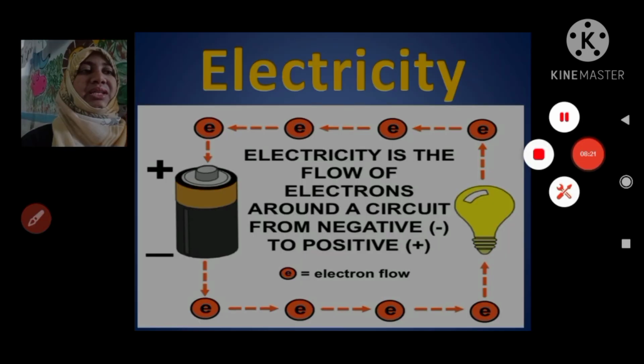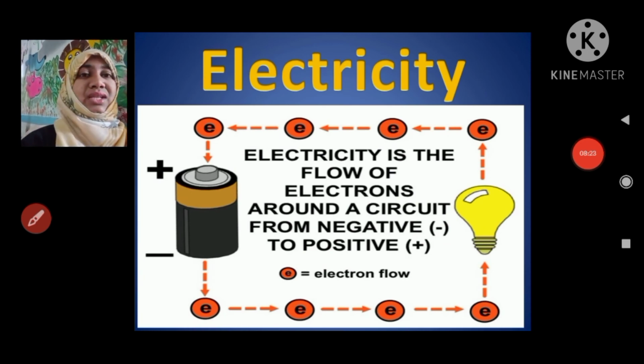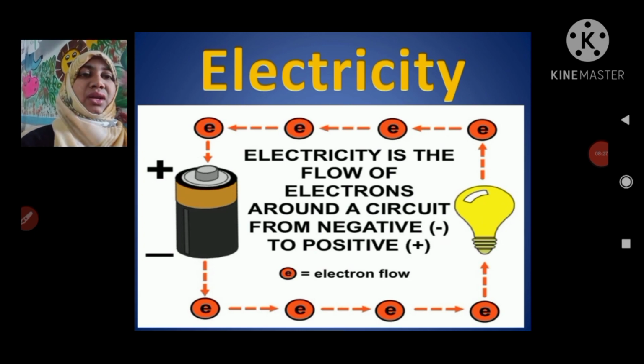So in today's class, we have seen the importance of electricity. Then the definition of electricity. Then how electricity will flow. What is electric current? Electric current is nothing but positive and negative charges. Positive charges are known as protons, negative charges are known as electrons. So in today's class, we have just seen the introduction part of it.